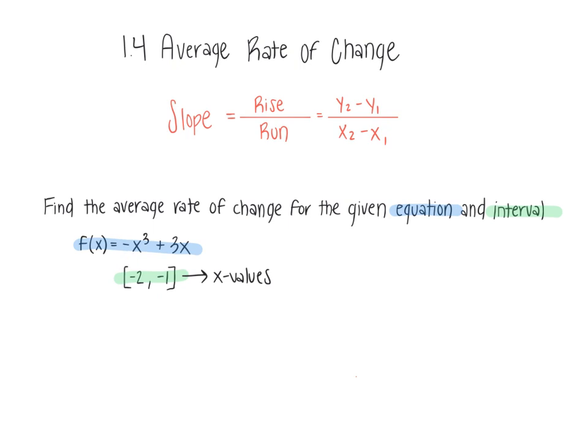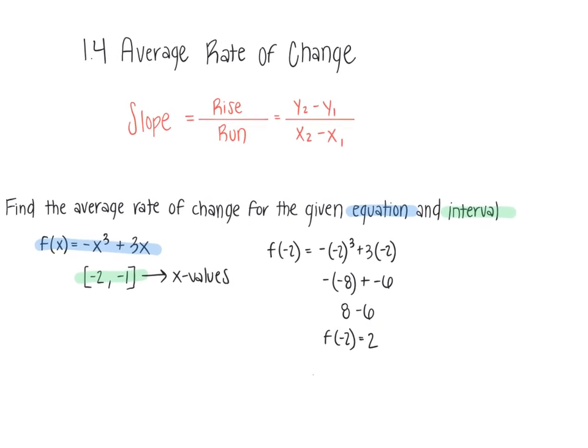I'm going to start with f of -2. So we're going to plug in -2 for all of our x's. Here I'm going to end up with negative on the outside. The inside becomes -8, plus 3 times -2 is -6. Now we're going to clean this up, and I get +8 minus 6. So we know f of -2 is equal to 2.